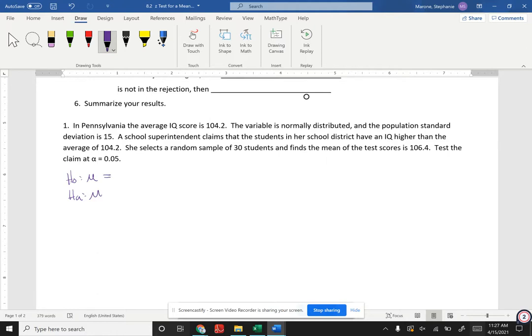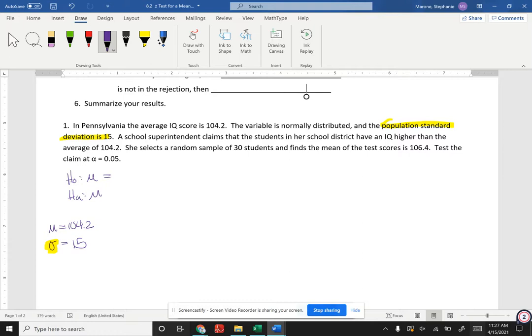So in Pennsylvania, the average IQ score is 104.5. That's the population average. The variable is normally distributed, which we have to be told, and the population standard deviation is 15. Because the population standard deviation is known, it is going to be a z-test.